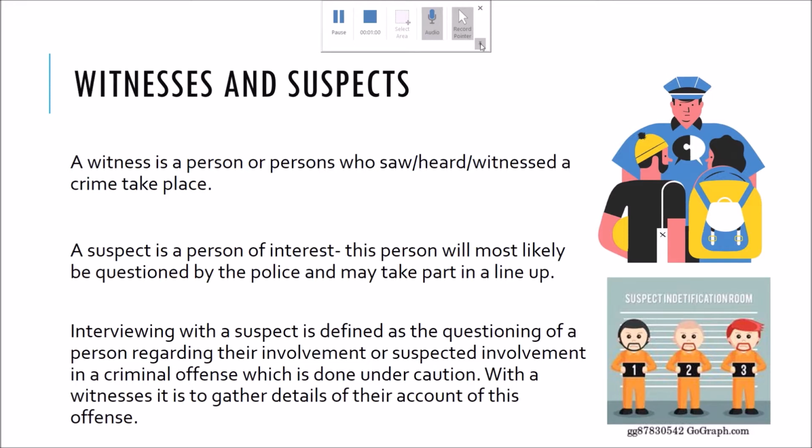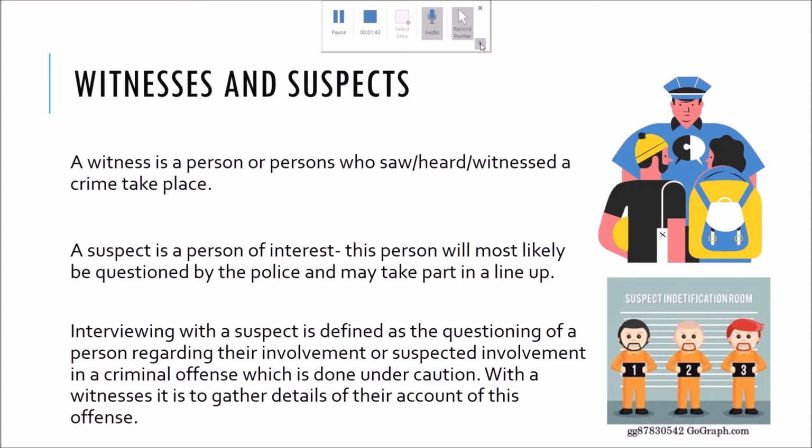So in terms of looking at how we collect information from witnesses and suspects, you firstly really need to know the difference between a witness and a suspect, because the interviews that they receive will be different for obvious reasons. So a witness is somebody who saw or heard or otherwise witnessed a crime take place, whereas a suspect is a person of interest. So this person will be questioned by police and may take part in things like a lineup. So interviewing a suspect is defined as questioning a person regarding their involvement or suspected involvement in a criminal offence, and this is done under caution.